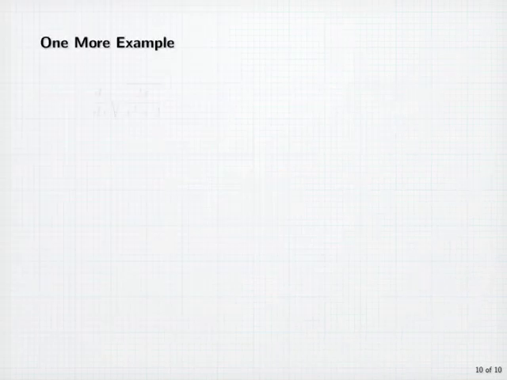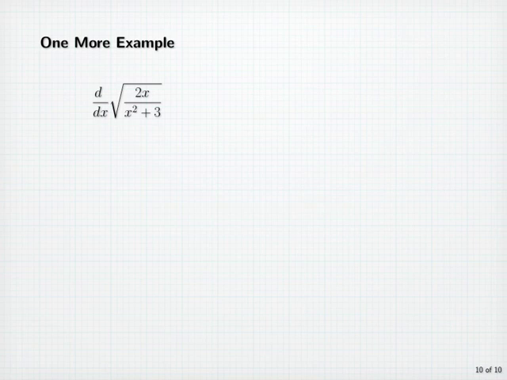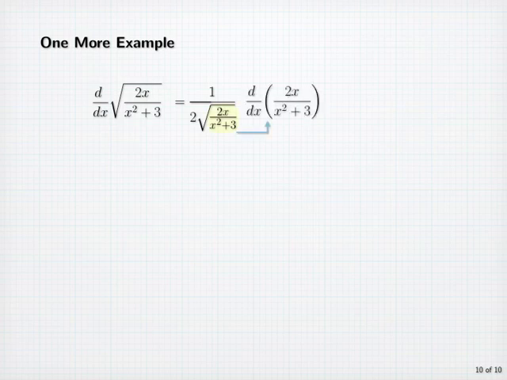One more example. Let's find the derivative with respect to x of the square root of 2x divided by x squared plus 3. The outermost function here is the square root function. So we write its derivative, 1 over 2 times the square root, inside of which we have the inside function 2x divided by x squared plus 3, and we need to multiply by the derivative of that inside function. Now the first factor here will simplify by writing it as 1/2 the square root of the reciprocal of that inside function, and now we take the derivative of 2x divided by x squared plus 3 using the quotient rule.